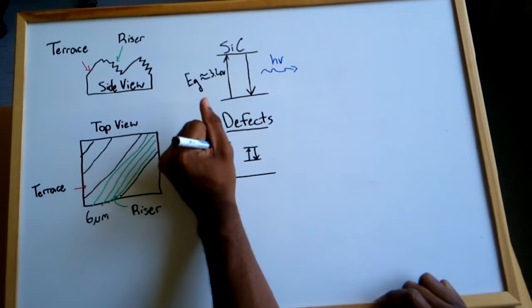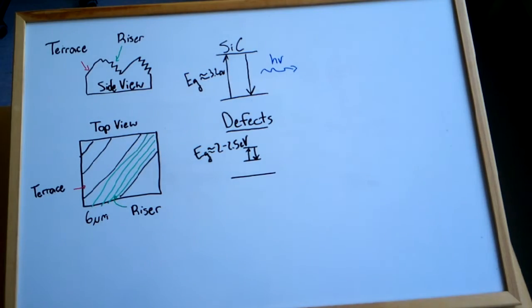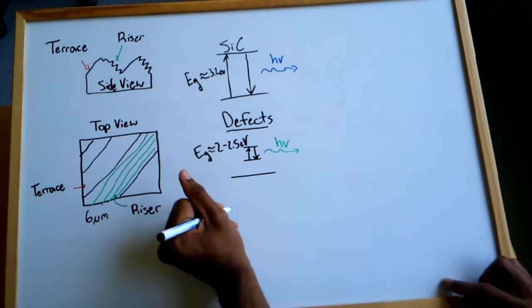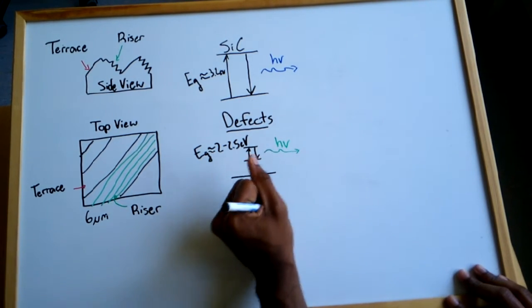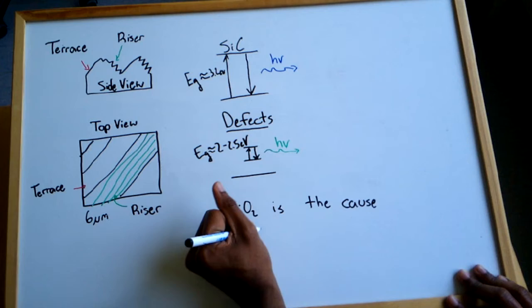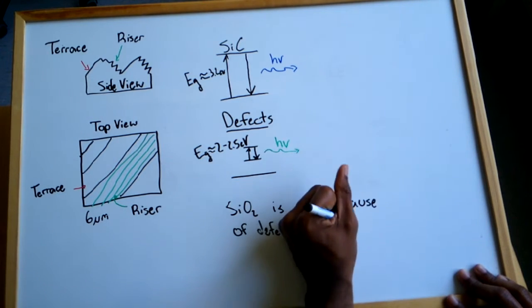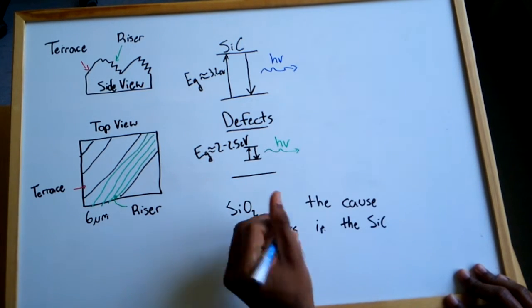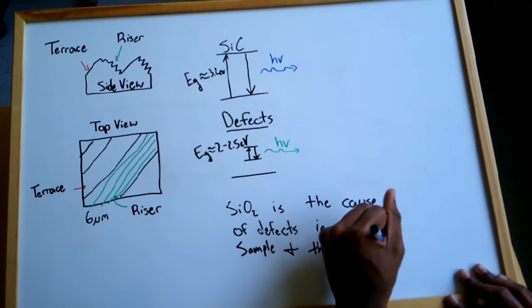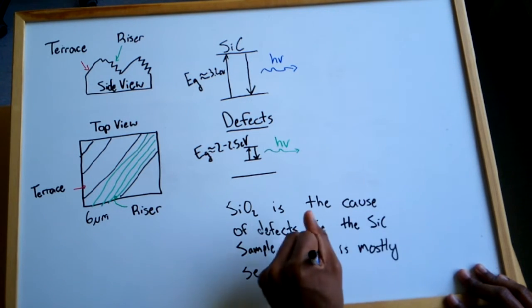Now, the defects that we are observing in the silicon carbide sample are called N-gap defects from about 2 to 2.5 electron volts. Silicon oxide is potentially the defect in our sample and is mostly observed in the risers. This localized defect could imply greater single photon emissions in our sample.